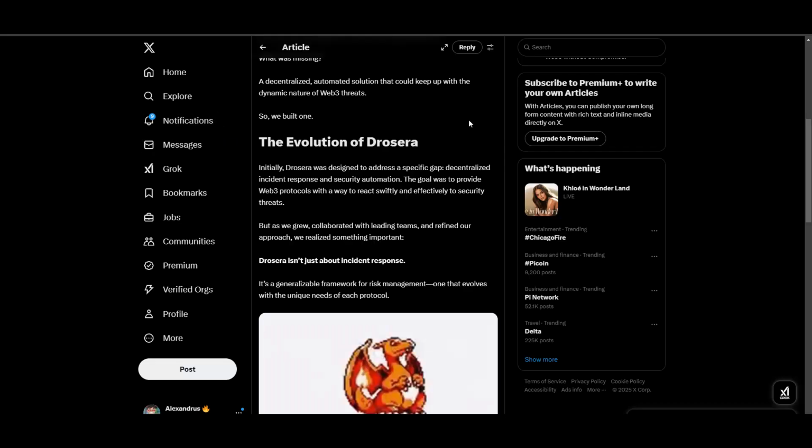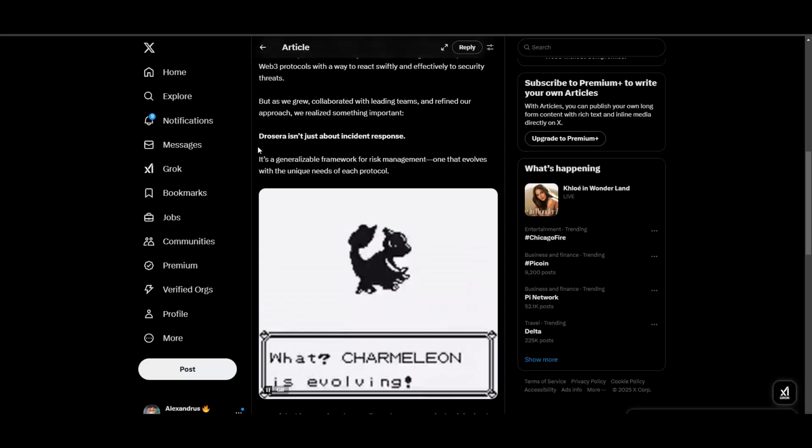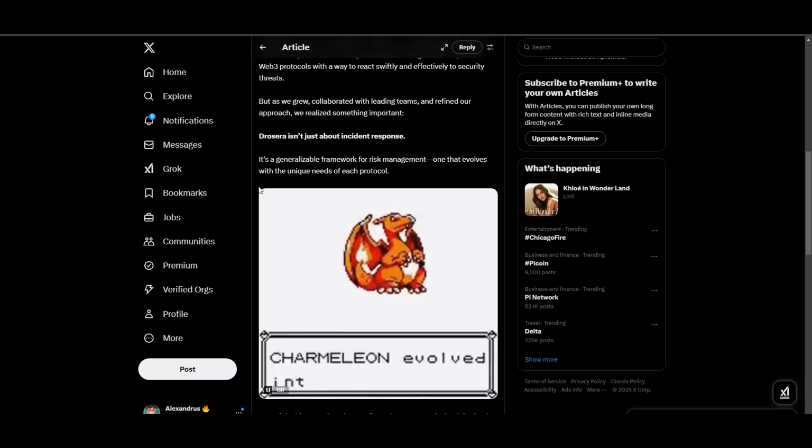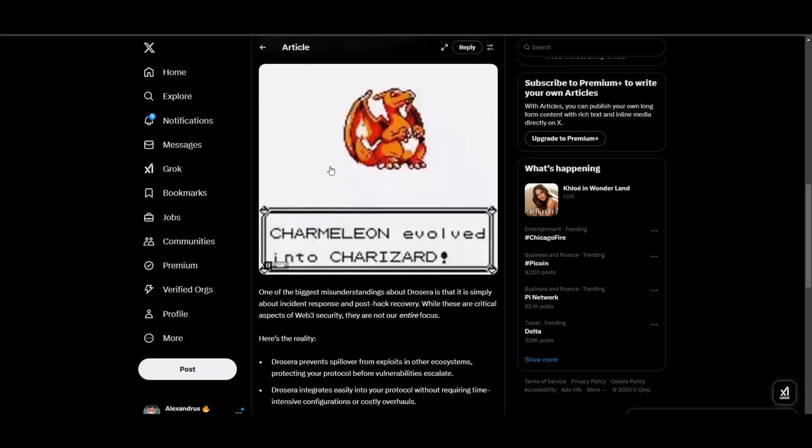The evolution of Drosera. Initially, Drosera was designed to address a specific gap: decentralized incident response and security automation. The goal was to provide Web3 protocols with a way to react swiftly and effectively to security threats. But as we grew, collaborated with leading teams, and refined our approach, we realized something important. Drosera isn't just about incident response. It's a generalizable framework for risk management, one that evolves with the unique needs of the protocol.